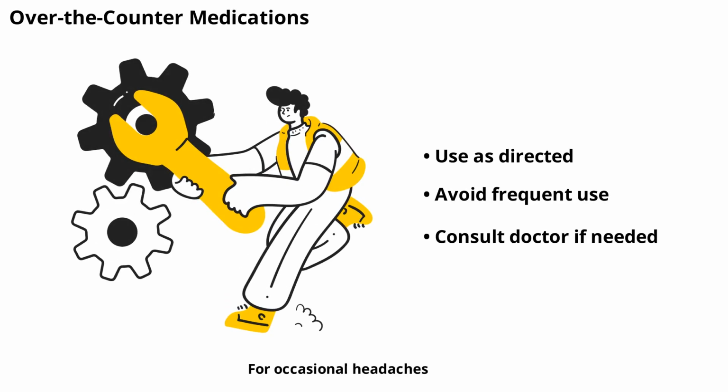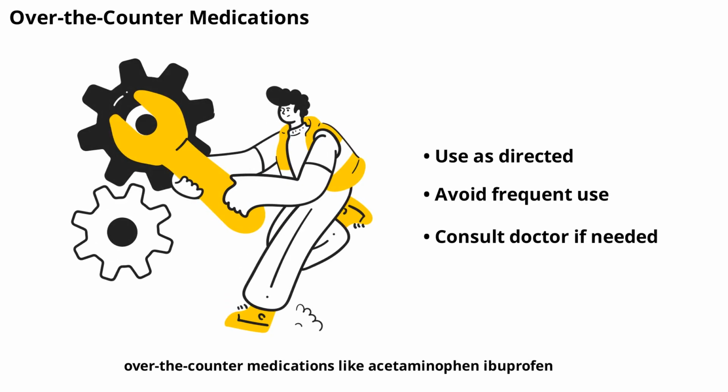For occasional headaches, over-the-counter medications like acetaminophen, ibuprofen, or aspirin can provide relief. Always follow the recommended dosage and avoid using these medications too frequently to prevent rebound headaches. If you find yourself needing painkillers regularly, consult your doctor for further evaluation.